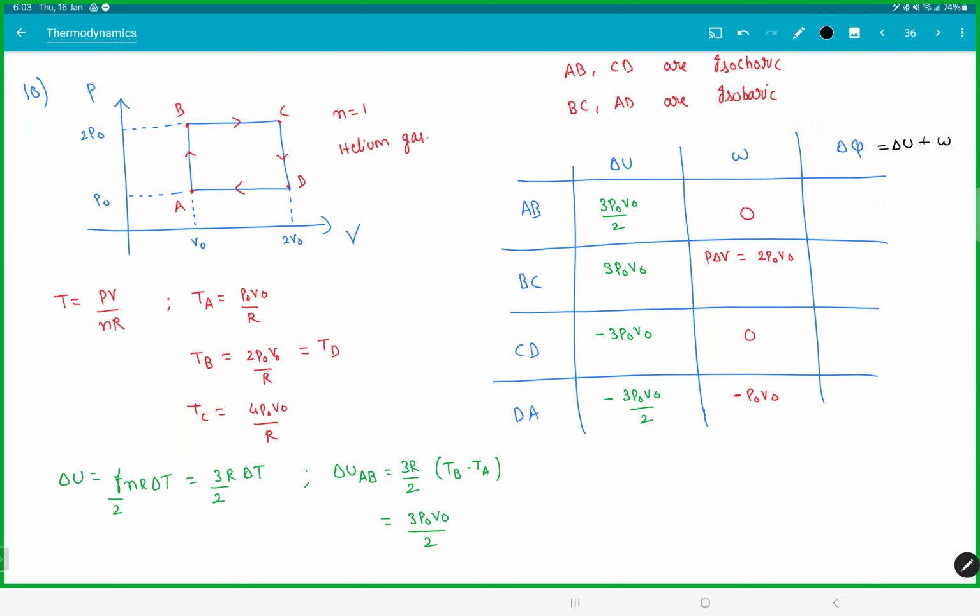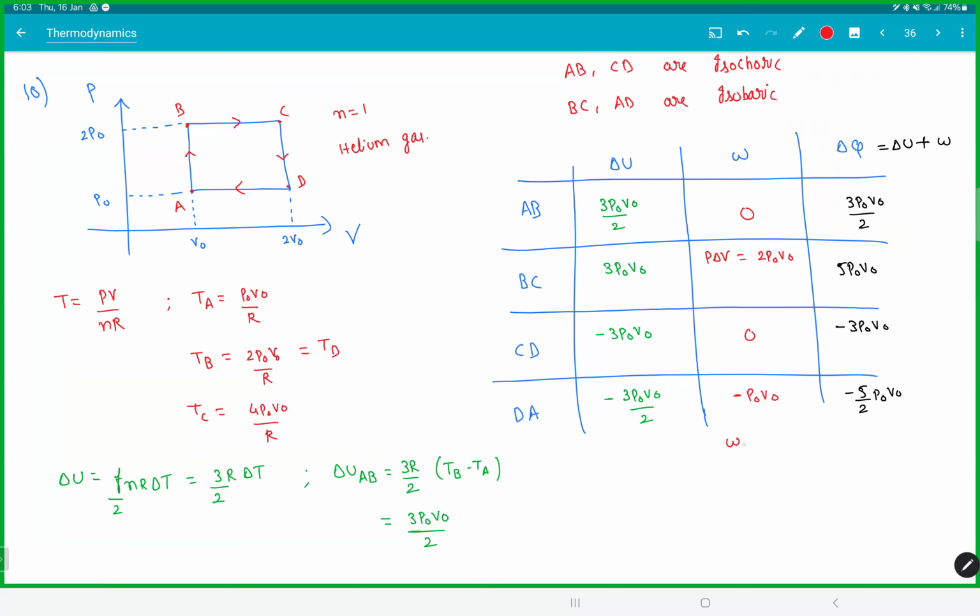Now, that is one thing. Generally, if you want to find delta Q, it is always preferable you find delta U and W. Right, Daksha? This is 3P naught V naught by 2. This is 5P naught V naught. This is minus 3P naught V naught. This is minus 5 by 2 P naught V naught.